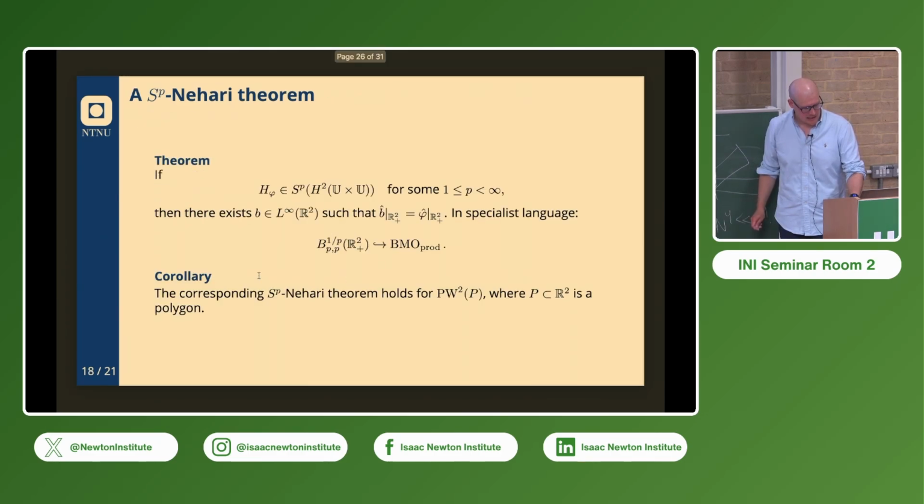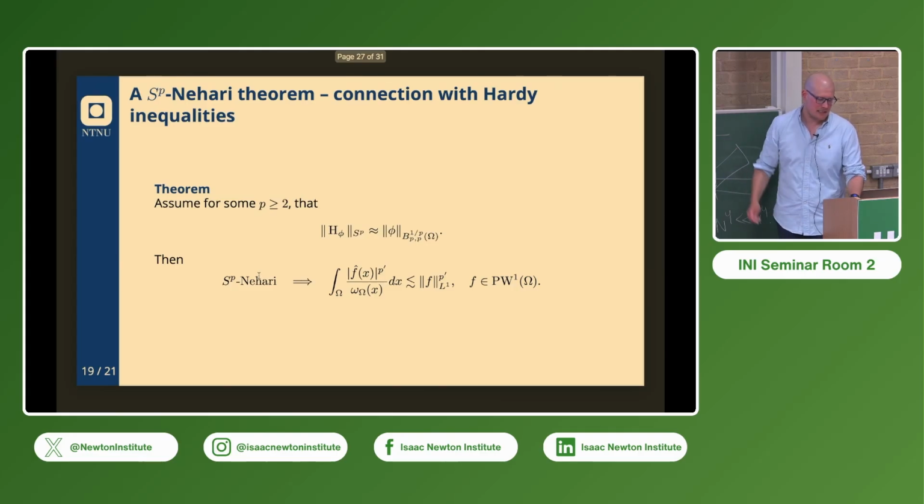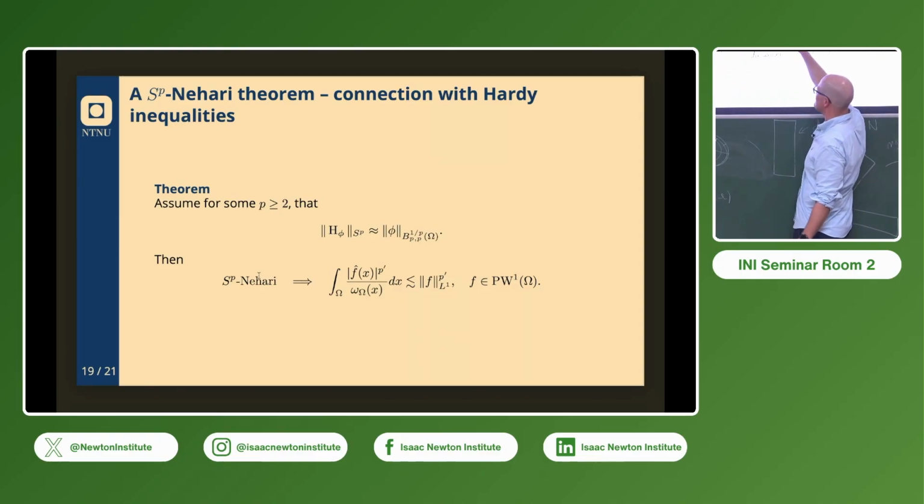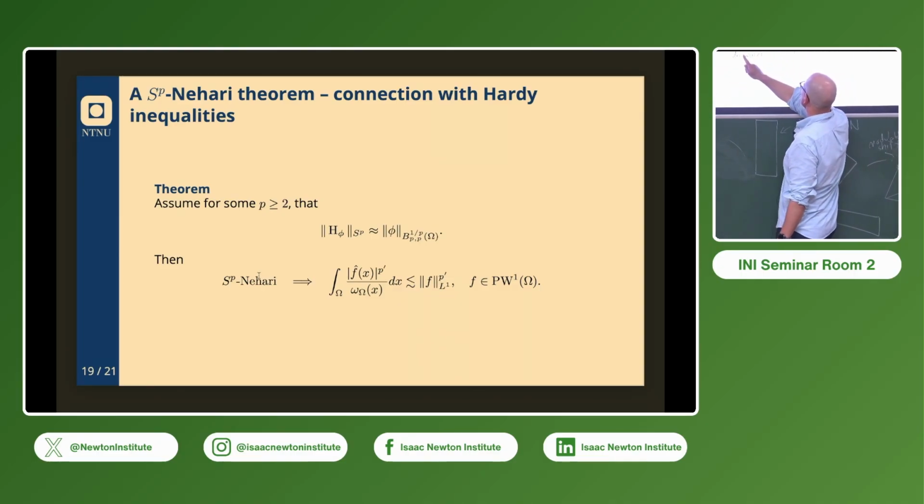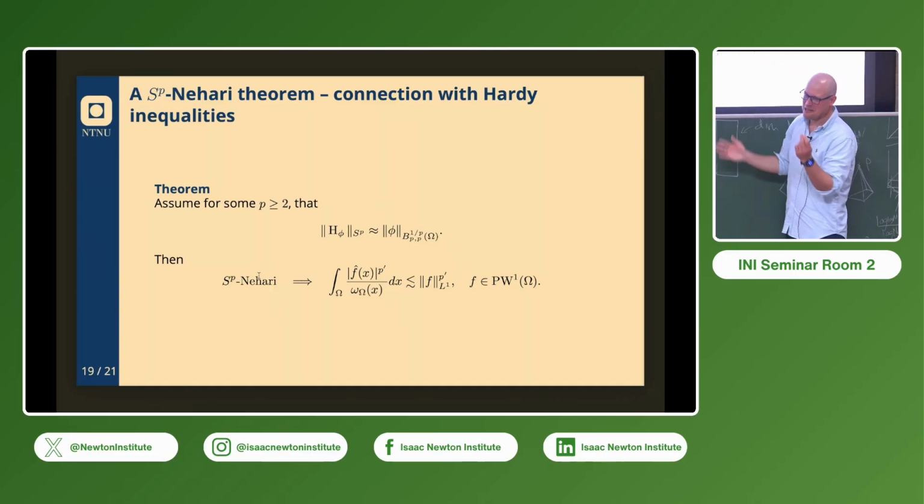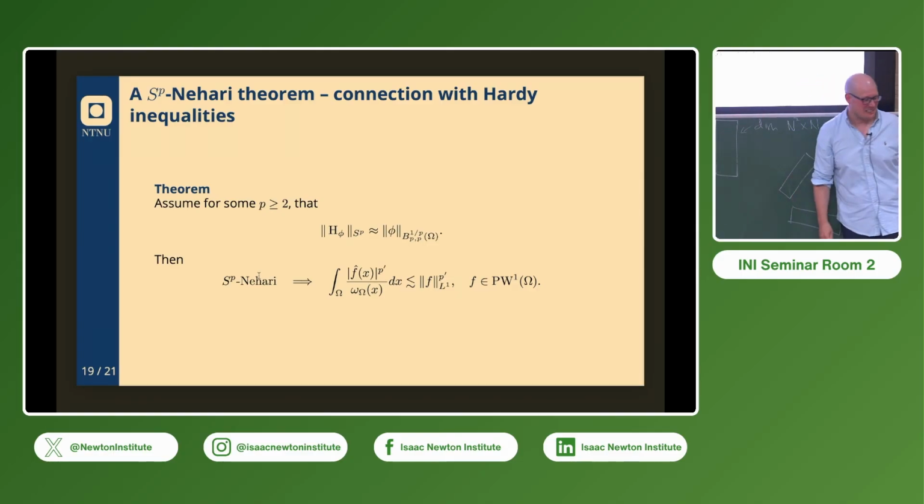This result doesn't tell us anything new, but it's a nice connection: if you have this kind of Besov space characterization of SP, then having SP Nehari actually implies some of these Hardy inequalities. So it goes both ways. These problems are really intimately connected. So in the end, I'm not giving a talk about 2 different things. I'm really giving a talk about connected things.